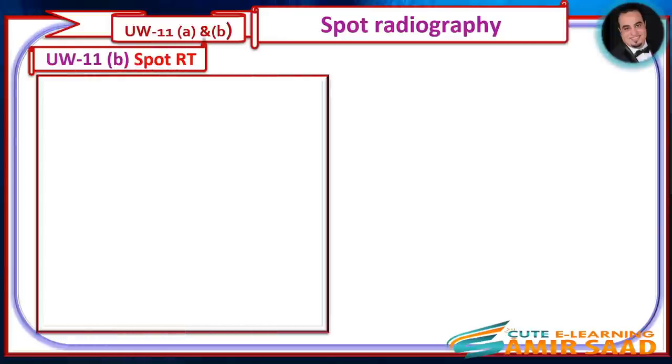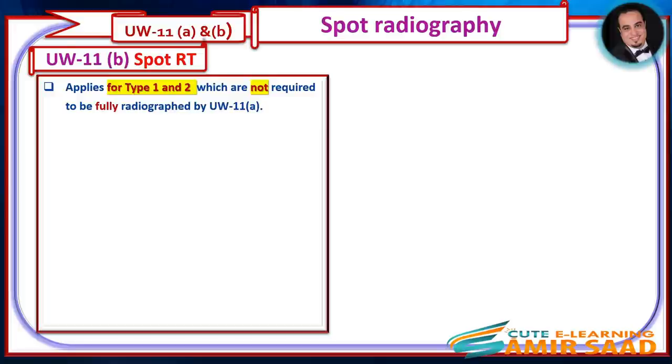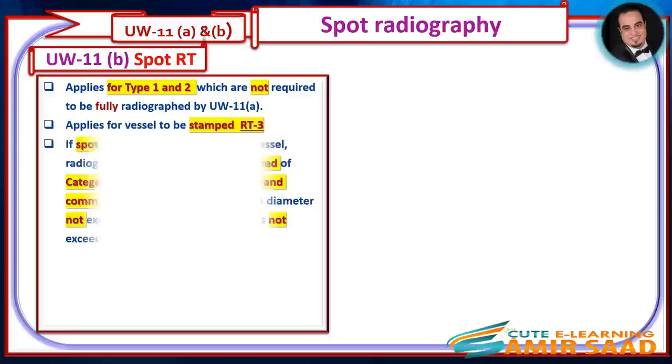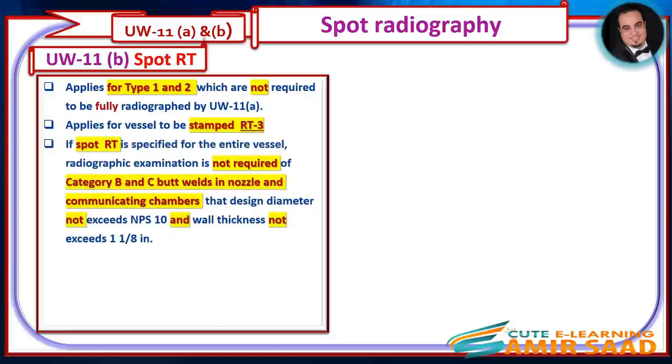Spot radiography. UW-11(b), spot RT. Applies for type 1 and 2 which are not required to be fully radiographed by UW-11(a). Applies for vessel to be stamped RT3. If spot RT is specified for the entire vessel, radiographic examination is not required of category B and C butt welds in nozzle and communicating chambers that design diameter does not exceed NPS 10 and wall thickness does not exceed 1⅛ in.